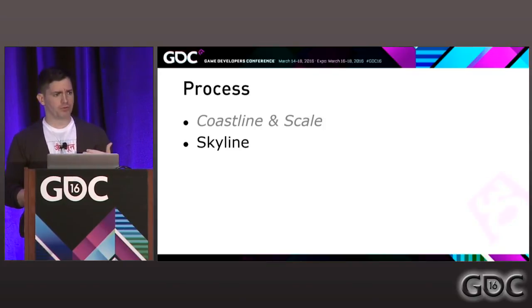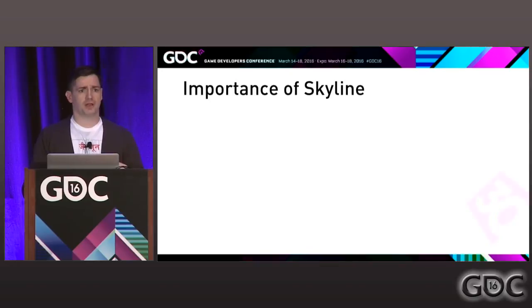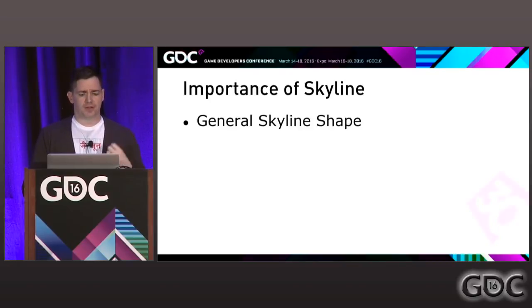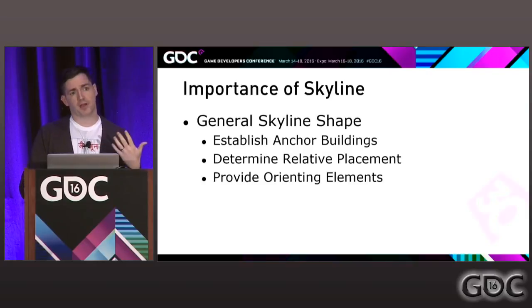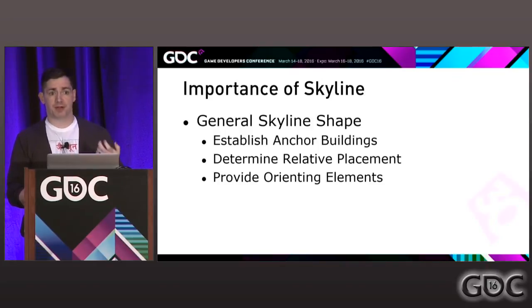And then we can start focusing on the skyline. The skyline of Boston is important. It's not as iconic as the skyline of Shanghai or Paris or London, but it's a really useful skyline because it's asymmetrical and it provides an orienting element for players. And in order to recreate that orienting element, we have to focus on the anchor buildings that define the skyline and get their relative positioning correct.